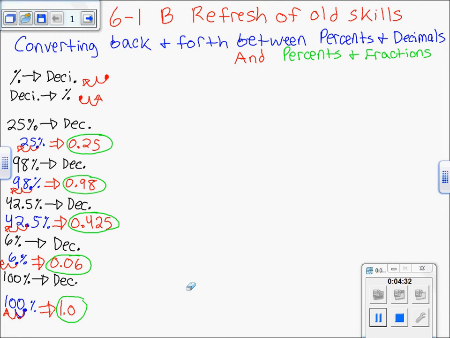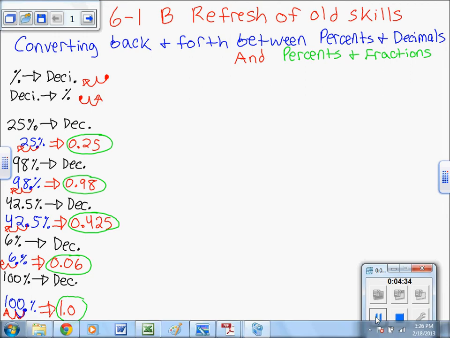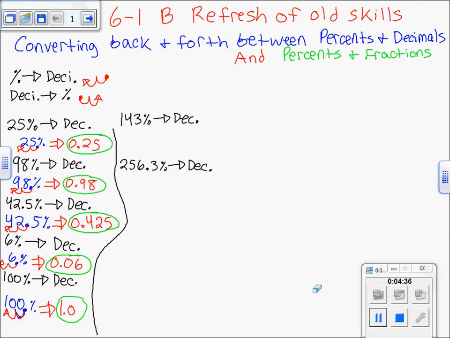So now I'm going to hit pause and write a few more examples. Now take a moment to see if you can do these 2 additional ones that I just wrote. See if you can do them on your own.